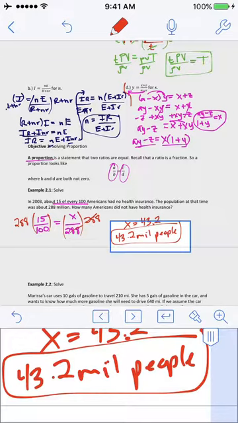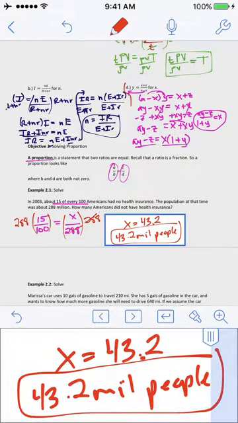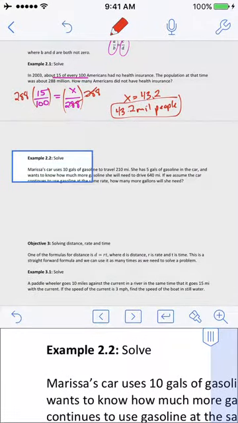That's a lot of people. 43.2 million people did not have health insurance. Now, I don't care what your stance on Obamacare is, that sucks. That's a lot of people without health insurance. Alright, cool. So that's one of our proportion problems. Easy peasy. Let's go on to the next one.